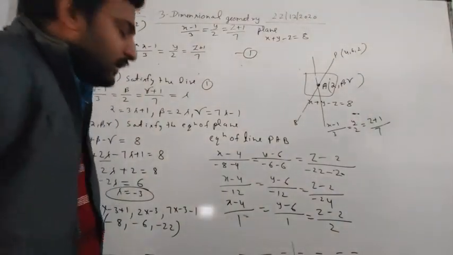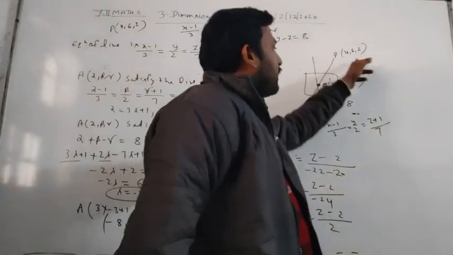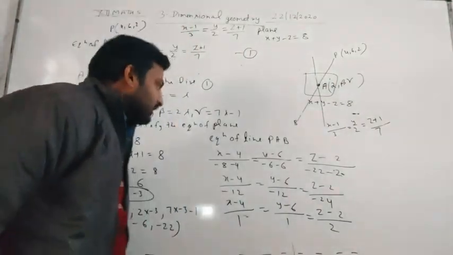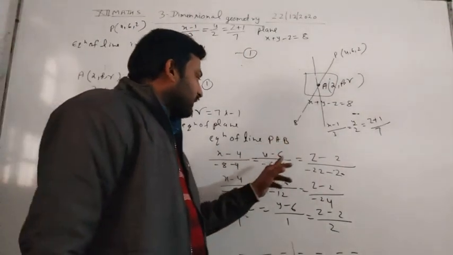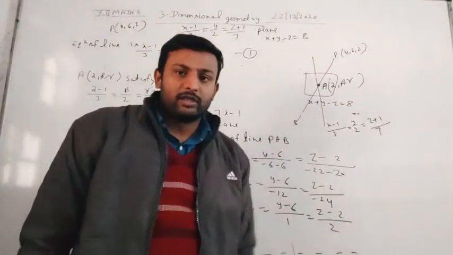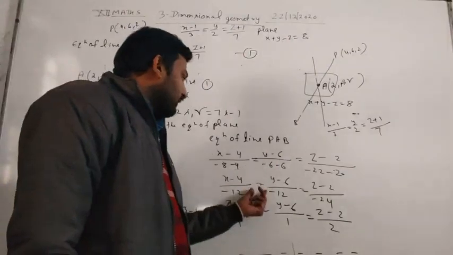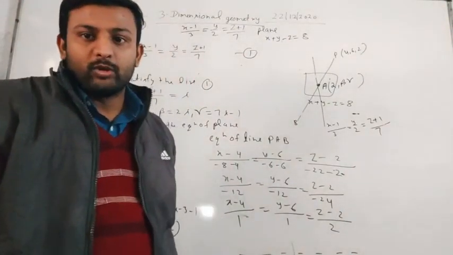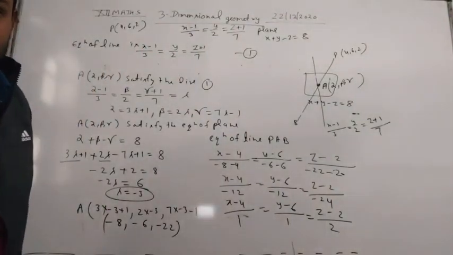Now after getting the coordinate A, and since we have already been given the coordinate P, we can find the equation of the required line, which is x minus x1 by x2 minus x1, equal to y minus y1 upon y2 minus y1, equal to z minus z1 upon z2 minus z1. Student, now we put the values and get our required equation of line. I hope you understand, students. Okay, let's see another question.